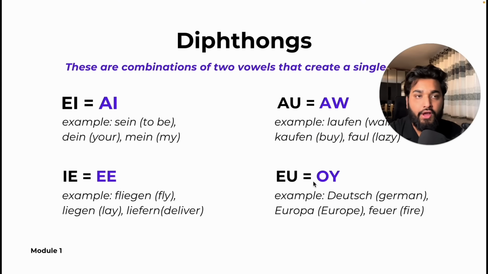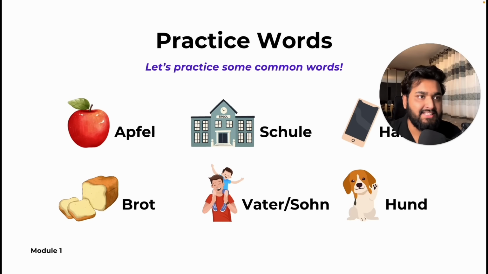It sounds like Oi. Example, Deutsch. You don't say Deutsch or something, you say Deutsch. German. Europa, Europe. Feuer, fire. It's Oi. So I, E, Au, Oi. So let's go to the next slide.